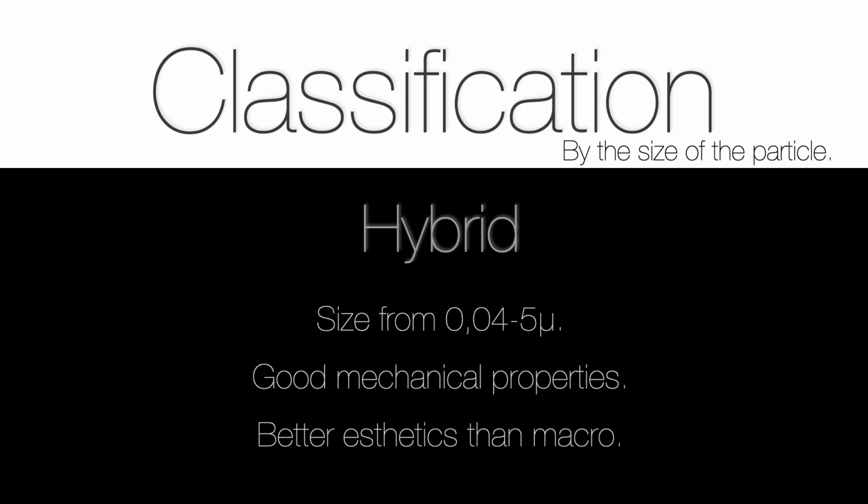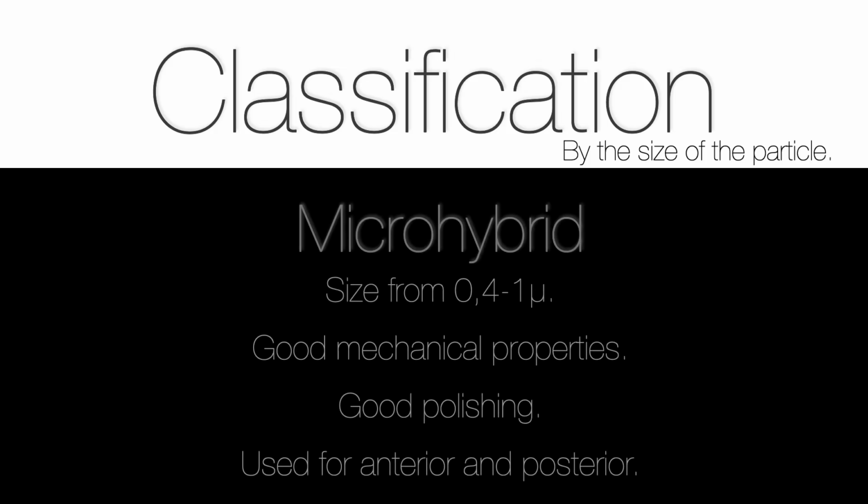So they did a mix of them. They mixed bigger particles with small particles. So it had good mechanical properties, and the aesthetics were better than the macro, but not as good as the microparticles. So we had the microhybrid, which were the smaller particles mixed with a little bit of bigger ones. This classification we used a lot for a long time. It had good mechanical properties, good polishing, and you could use it for anterior and posterior.